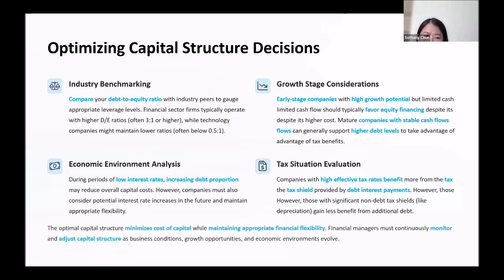In order to have an optimal capital structure, minimizing the cost of capital while maintaining appropriate financial flexibility, financial managers must continuously monitor and adjust the capital structure in the company, whether you are using debt or looking for investors to invest. And also need to think about the business condition, the growth opportunity and the economic environment involved in all these financial costs.